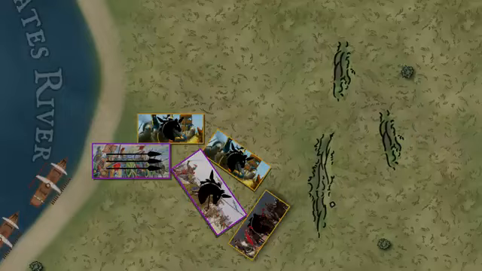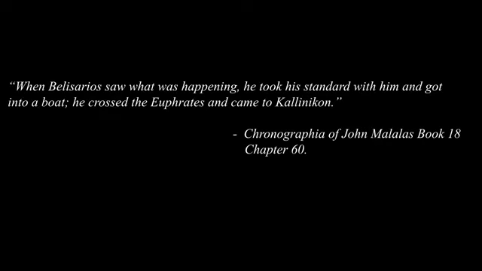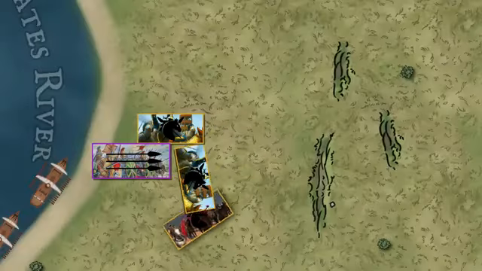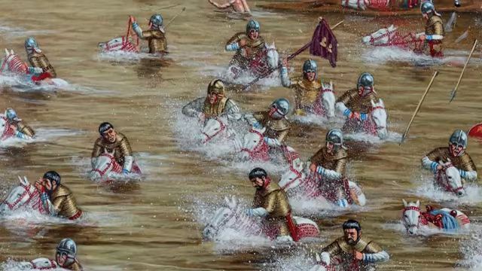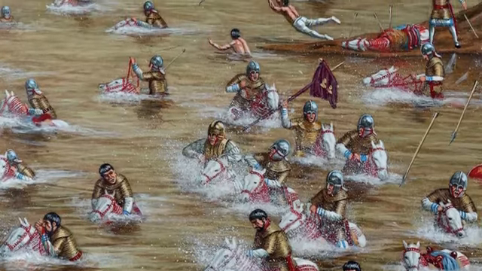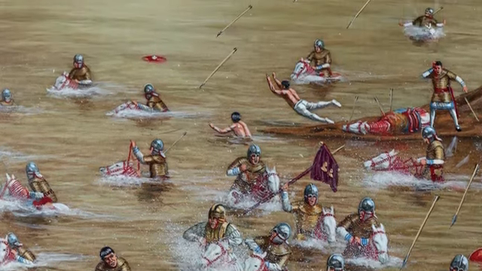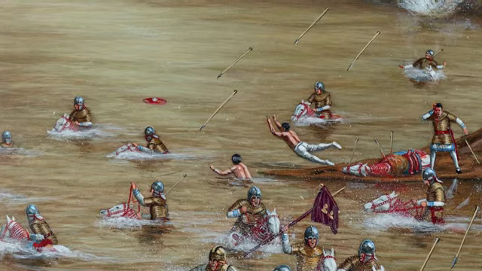Notably, it is at this point which Malalas makes a special note of Belisarius' conduct, stating, "When Belisarius saw what was happening, he took his standard with him and got into a boat. He crossed the Euphrates and came to Callinicum." With this withdrawal from the army by Belisarius, a general rout would start throughout the Roman lines, with many men clamoring to get onto the boats, to evade Persian blades, with a great many drowning in the river trying to swim to safety, all the while being pulled down by the weight of their armor.